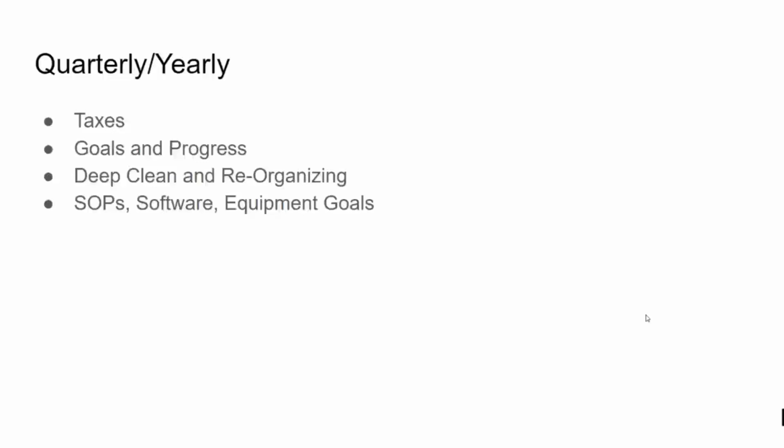SOPs, software, and equipment goals. This is huge. Every quarter and twice a year, I will map out what kind of SOPs I want to write and what would benefit my business the best. And for that, this year at the beginning of the year, January, February, I wrote SOPs on what could I have a VA take over administration-wise that I could document, right?